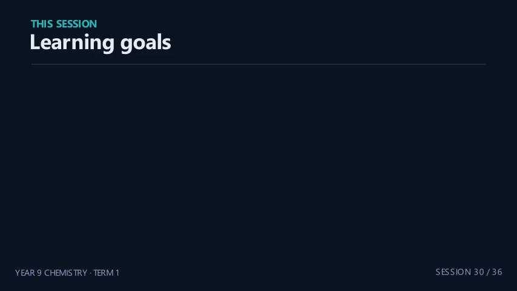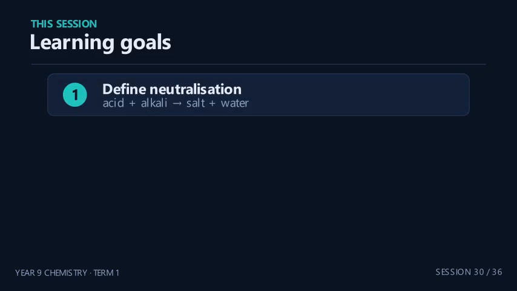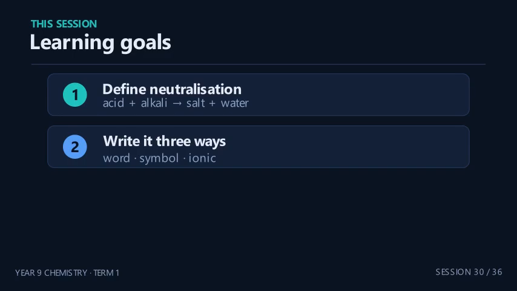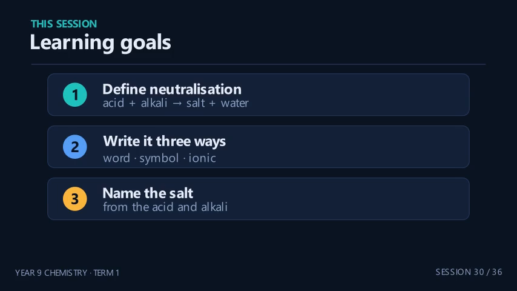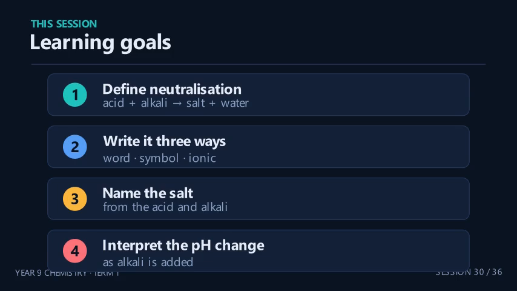First, define neutralization. Second, write it 3 ways, as a word equation, a symbol equation, and an ionic equation. Third, identify the salt from the acid and alkali used. And fourth, interpret how pH changes as we add alkali to acid. Let's bring the whole topic together.